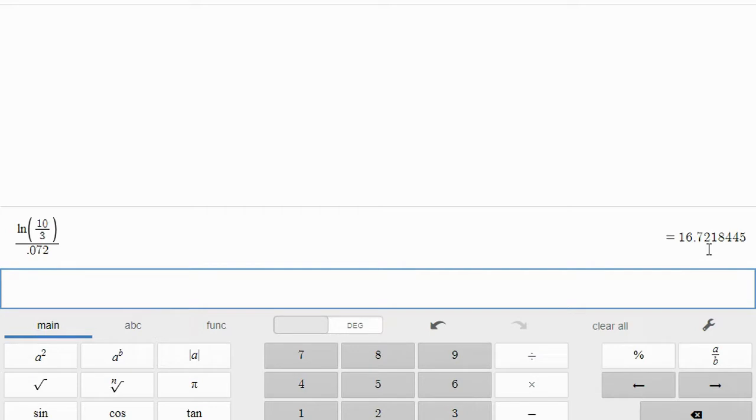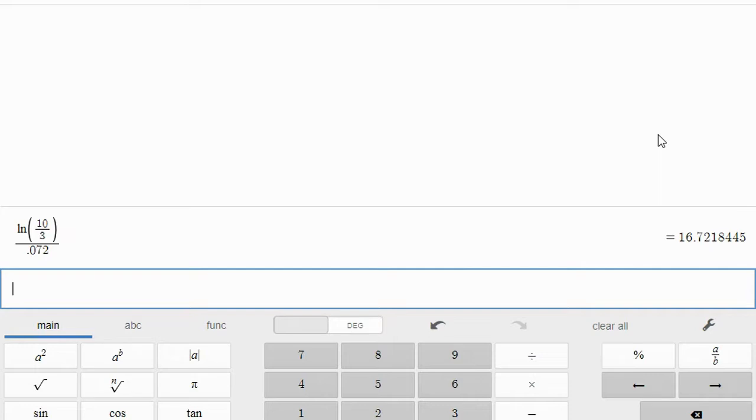16.72. What do we need to round to? On the quiz, follow directions on what to round. I think I asked you to just round to one decimal place, the tenths place. For now, let's just do the hundredths place. Just follow the directions. So I'm going to go ahead and round to the hundredths place here. So 16.72. And that's what I'm going to write down here.